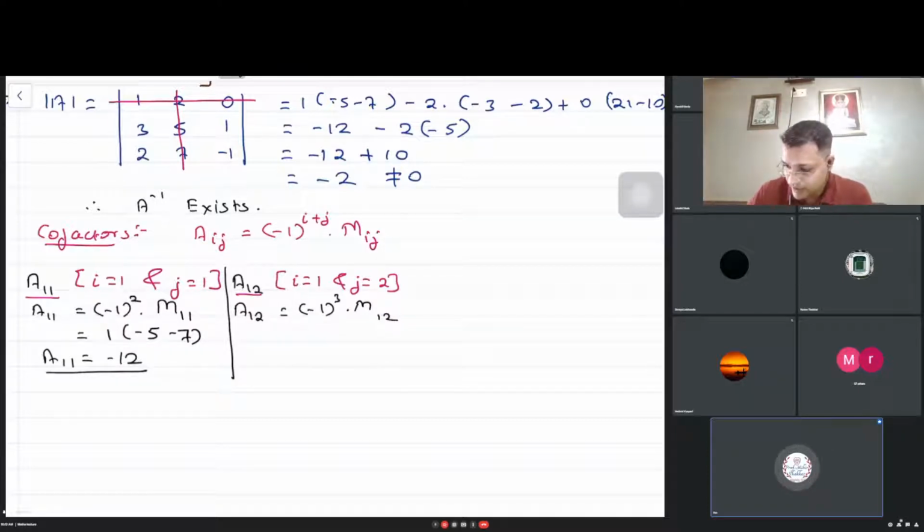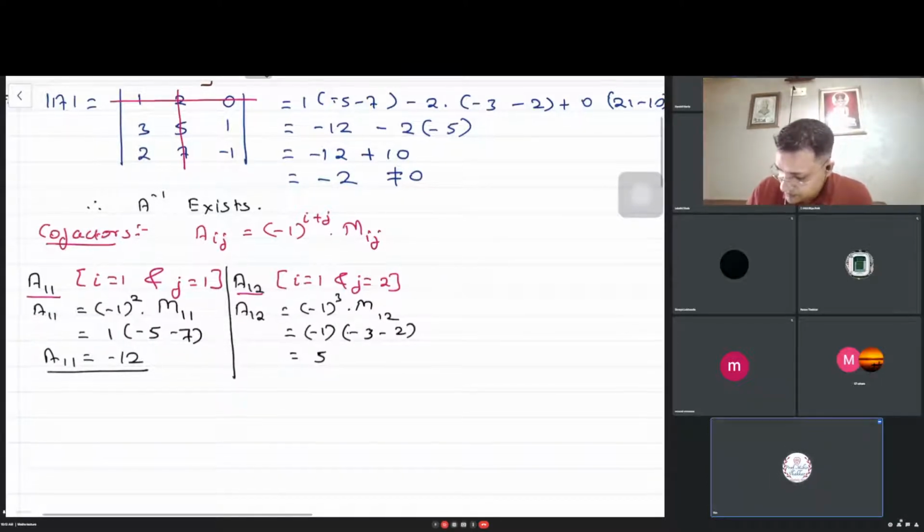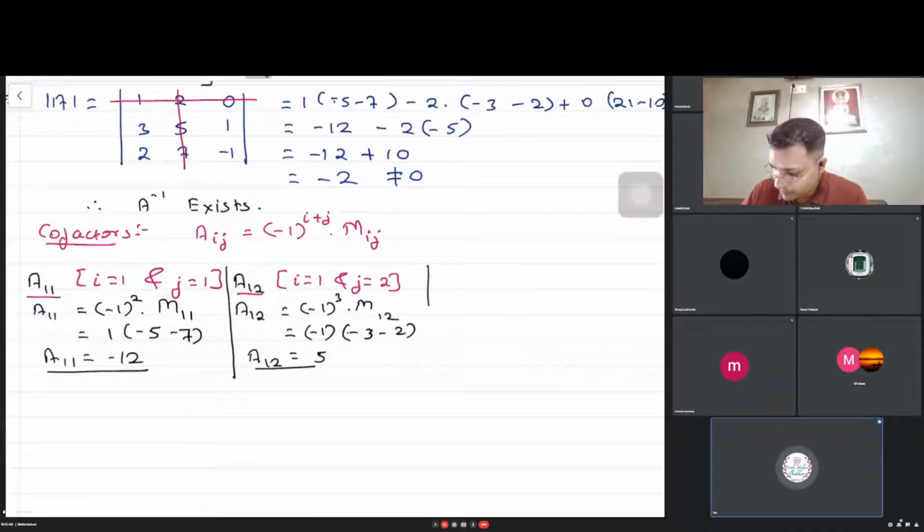And therefore, I will get this as minus 1 multiplied by minus 3 and minus 2. It's 5 over here. Minus 3 and minus 2 is minus 5, multiplied by minus 1, if you do that, it will come out as 5. Am I right? Okay, so this is A12. Good. So let's calculate one more value.